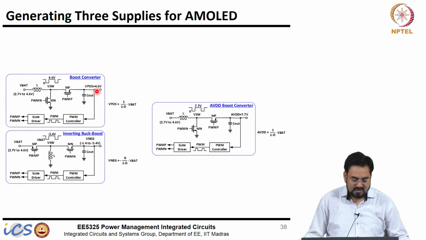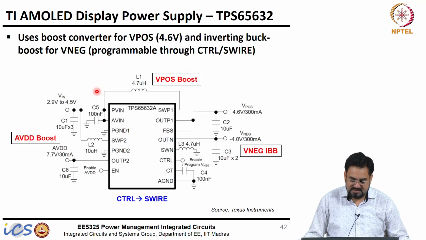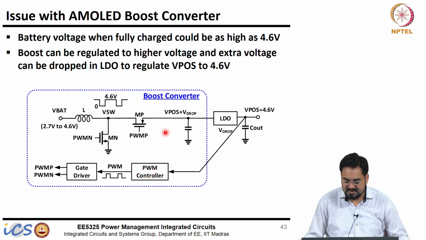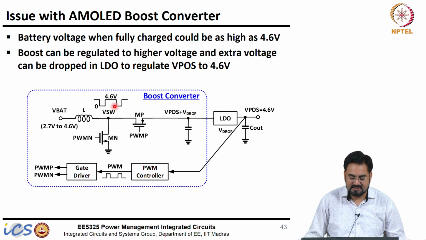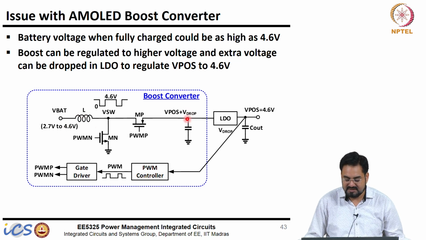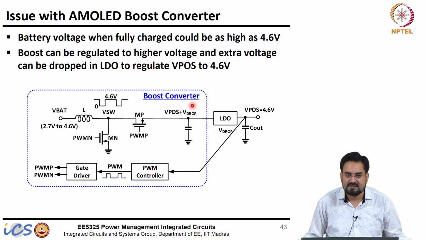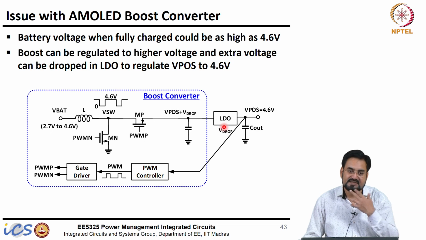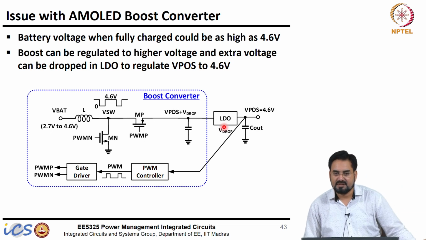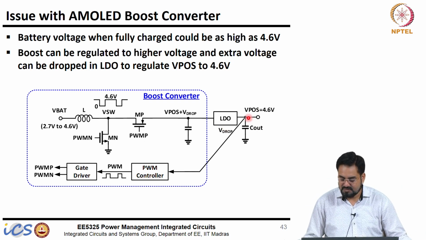That is the main problem, and it can be fixed by again boosting this voltage. We know that we can always boost it higher, so if it is 4.6 volt, we can easily achieve more than 4.6 volt. Let's say you make it 4.7 and you drop 100 millivolt in this LDO, just like we were doing for the LCD, if you remember. So you can get 4.6 volt easily.